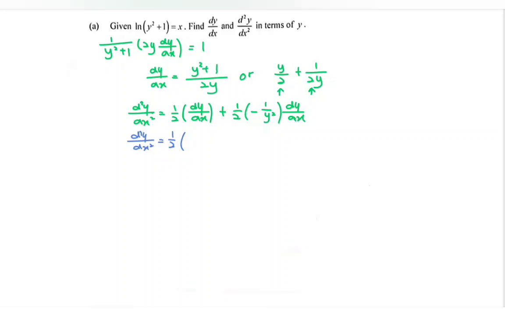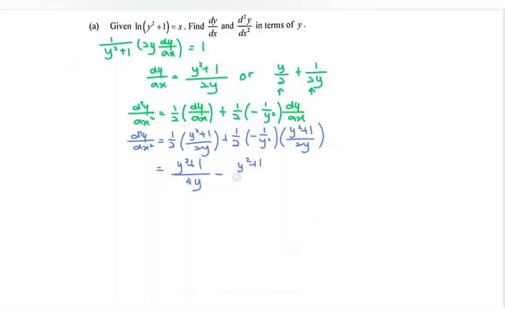y squared plus 1 over 2y, plus 1 over 2 bracket, negative 1 over y squared bracket, y squared plus 1 over 2y. Kindly rewrite the situation. So in here, we have y squared plus 1 over 4y, minus y squared plus 1 over 4, and then continue, we have y to the power of 3.